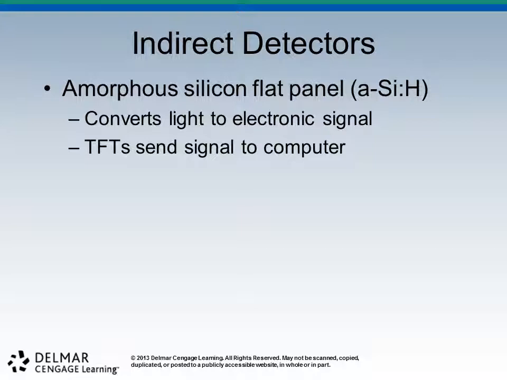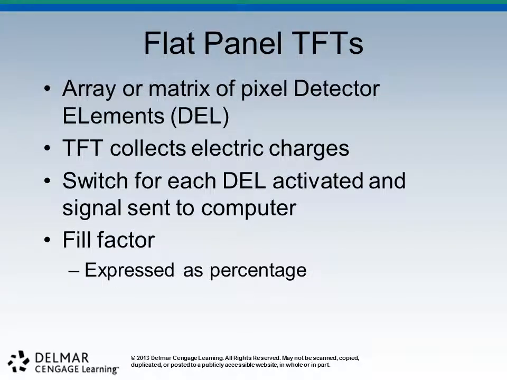All right, so here's our indirect, converting light into the electronic signal, and then sending that signal to the computer. As I said, that's as deep as we need to know. And then the flat panel ones use what we call detector elements, DEL. You see that? This was in the module, and it tells us what was exposed and what wasn't.